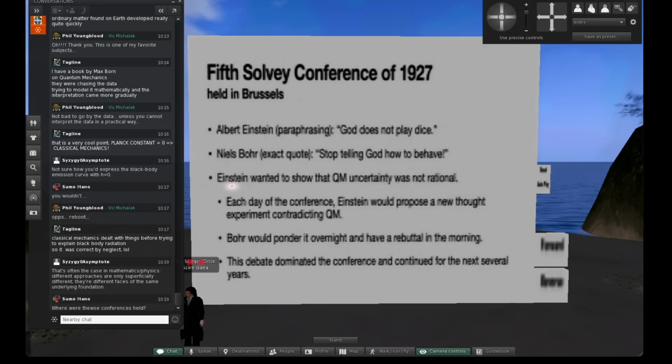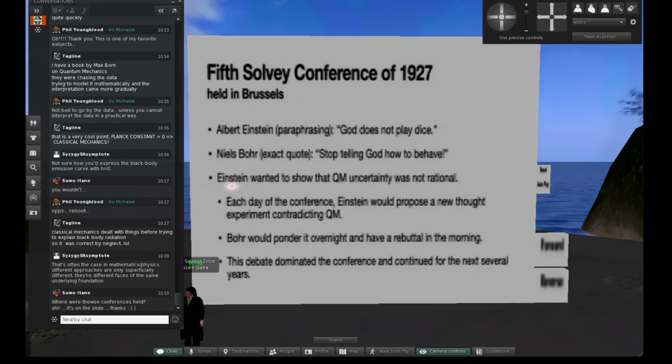Einstein was very disturbed by the probabilistic nature of the Schrodinger equation and of matrix mechanics. And paraphrasing his statement on that, he said that God does not play dice. That was not his exact words, but that was the idea that he had. Niels Bohr, and this is his exact quote, was: stop telling God how to behave.